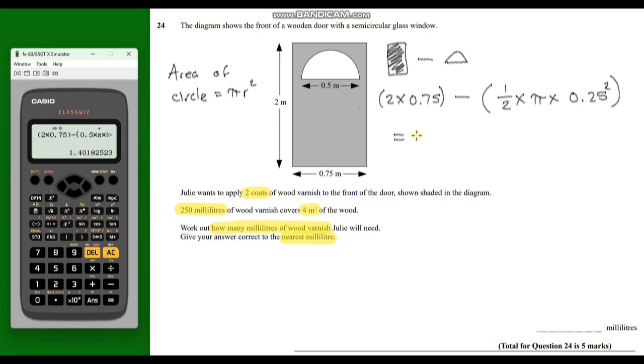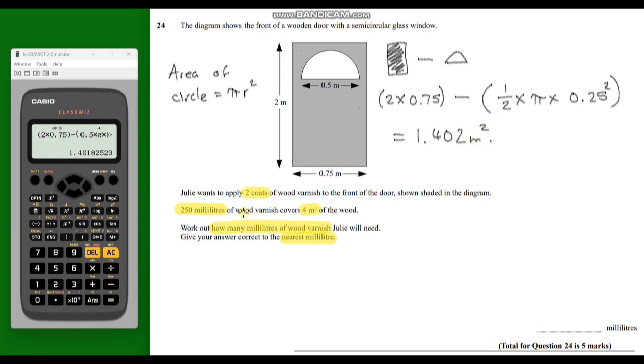I think I'm just going to round to 3 decimal places. So 1.402. And that is in... Actually, let me round to... Well, I'll leave it like that. 1.402 should be fine. And that is in meters squared. So let's make sure we've got our units in.